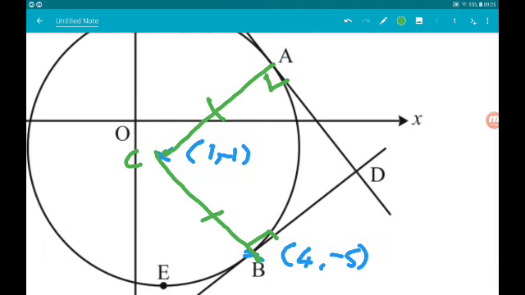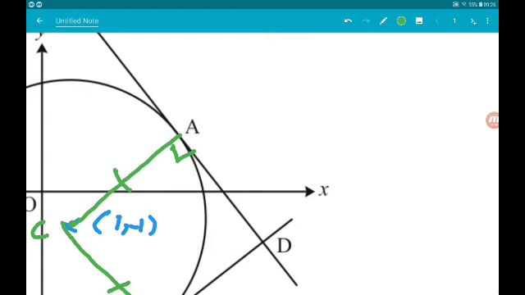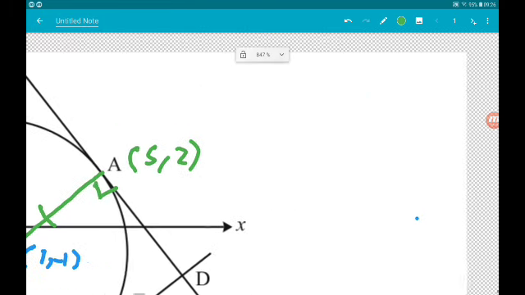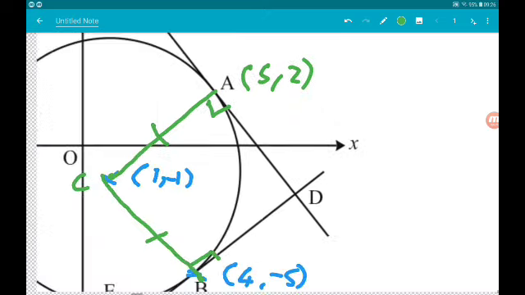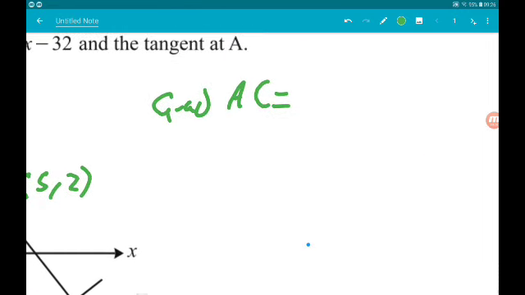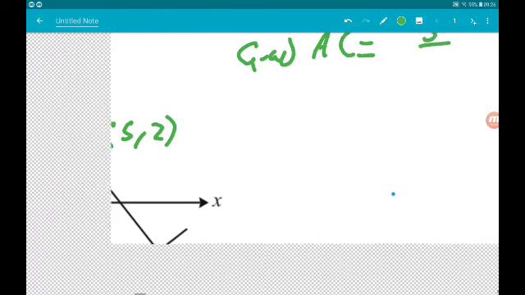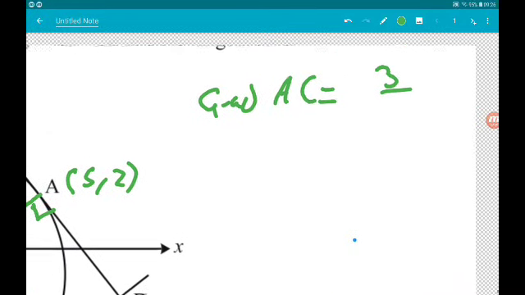Now what we can also do is work out the gradients of AC. So we know A has coordinates 5, 2. The question told us. So the gradient of AC is 2 minus 1, which is 3, over 5 minus 1, which is 4.